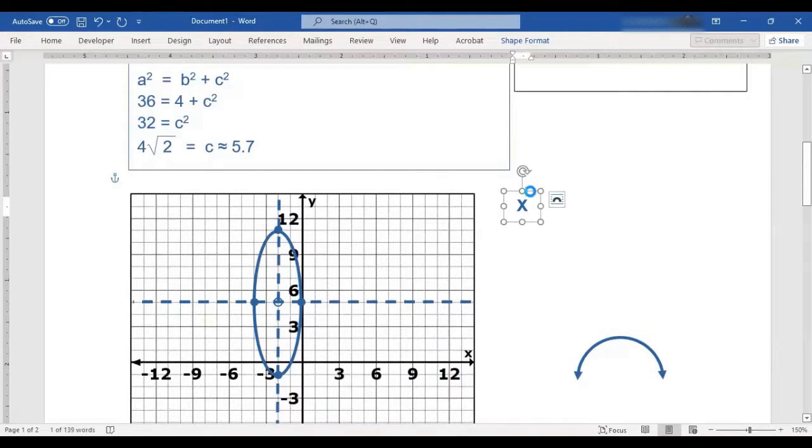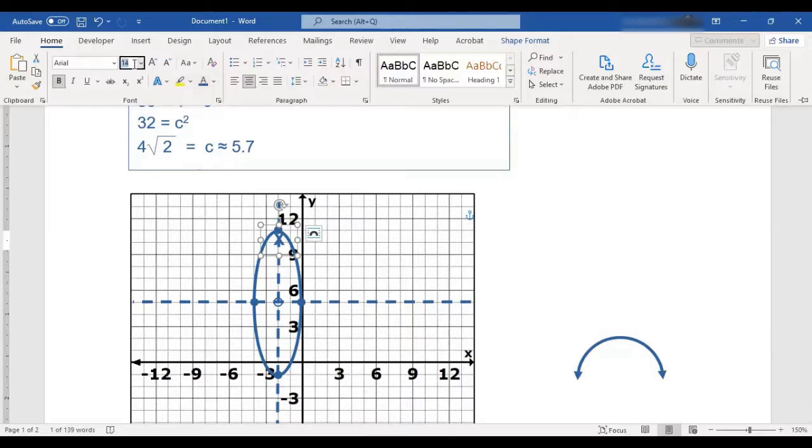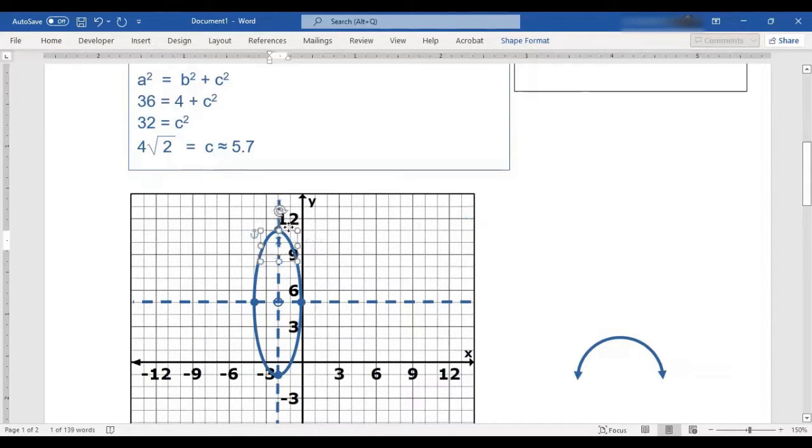So, see, 1, 2, 3, 4, 5. Oh, very close to the edge here. In fact, let me make this a little bit smaller, of an X. That 5.7 is really close. It's on the edge, man. It's getting pretty close there.